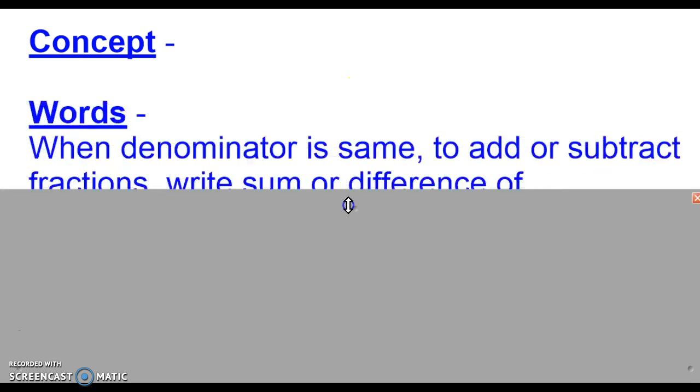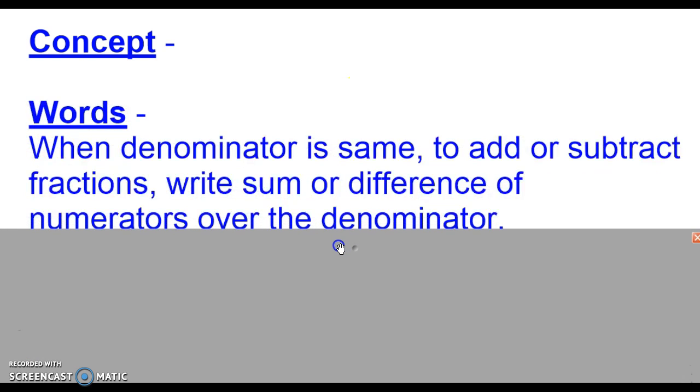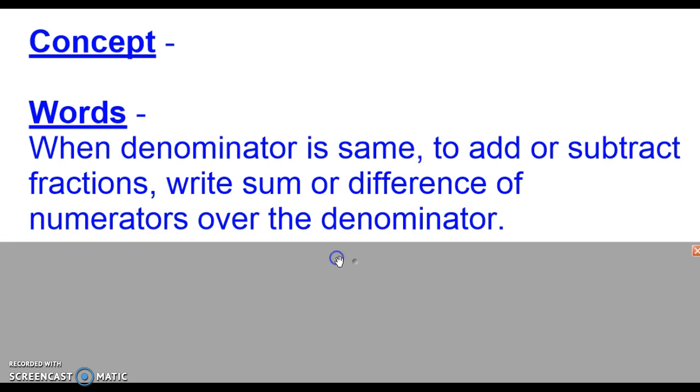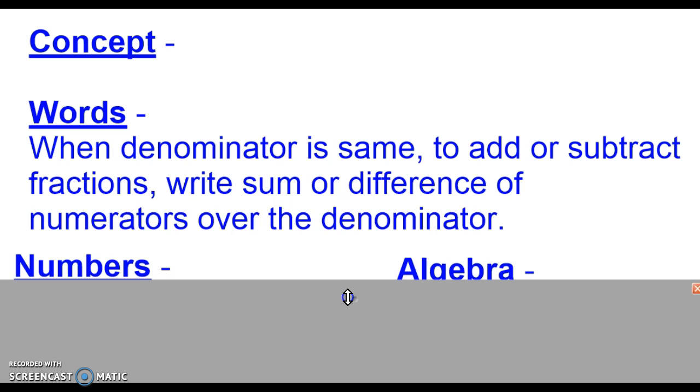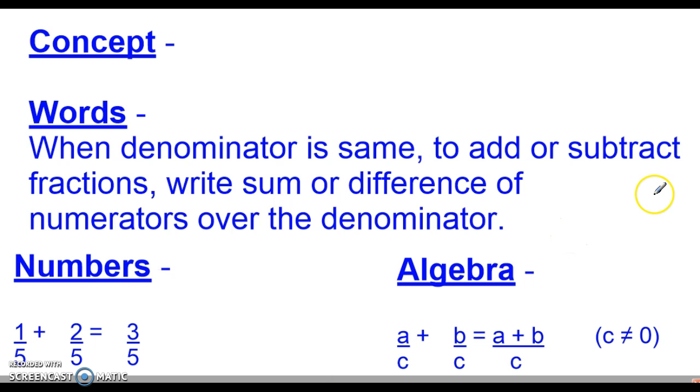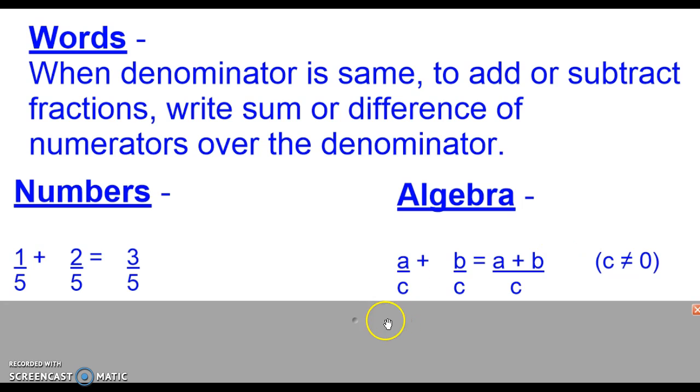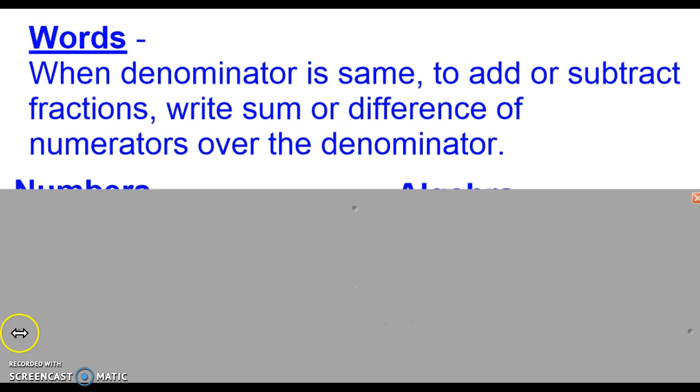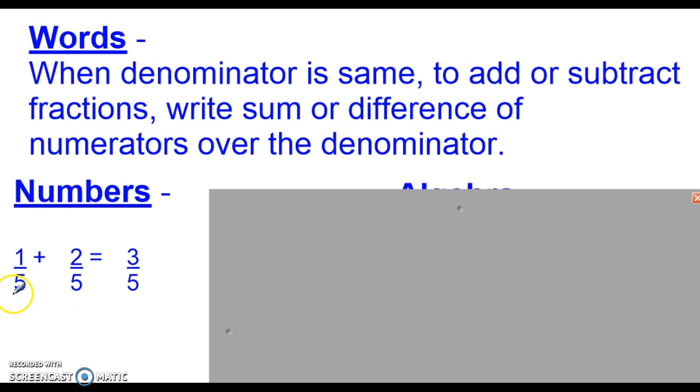Okay, so to put it in words, when the denominator is the same, to add or subtract fractions, you write the sum or difference of the numerators over the denominator. Now you will see we will start giving examples with both numbers and algebra. So on the left-hand side, it gives you an example. The denominator is the same, which is what it says right here. To add or subtract fractions, write the sum or difference. So sum or difference, 1 plus 2, the sum would be 3 over our original denominator, 3/5.